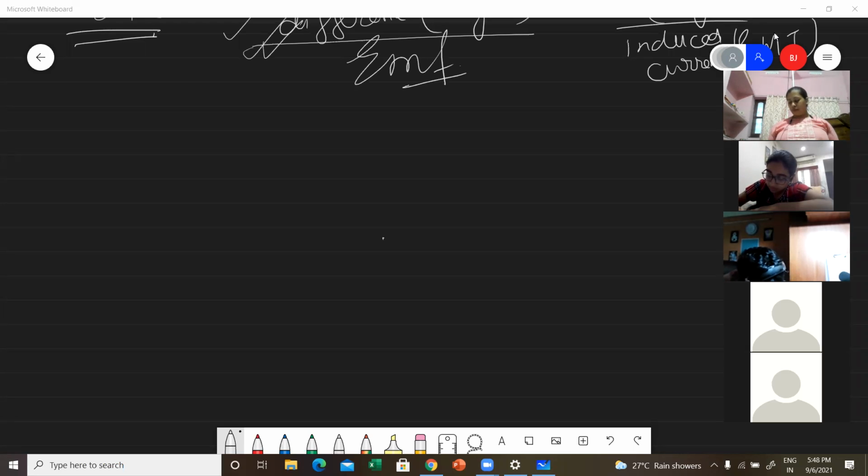Law. Next point, law: whenever there is a change in magnetic flux linked with the conductor, an EMF is induced in the conductor. Full stop.